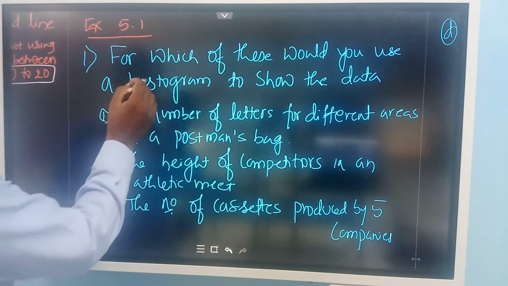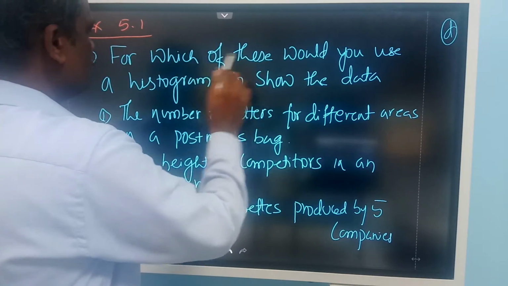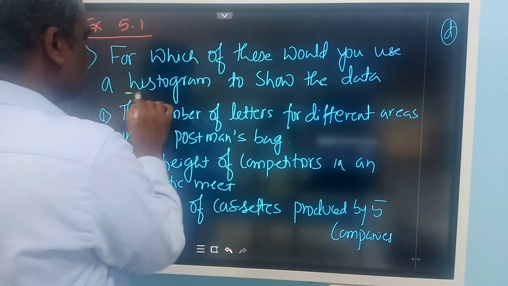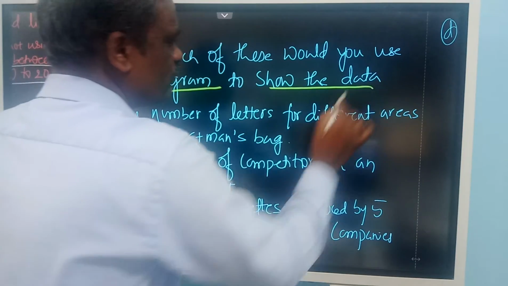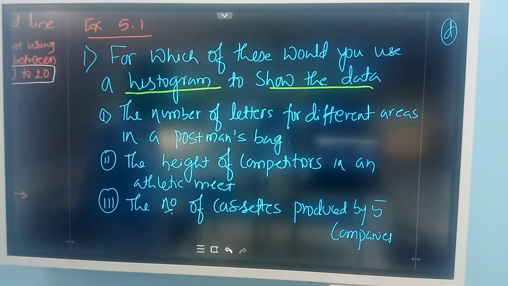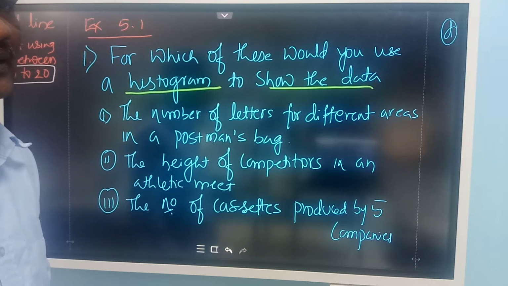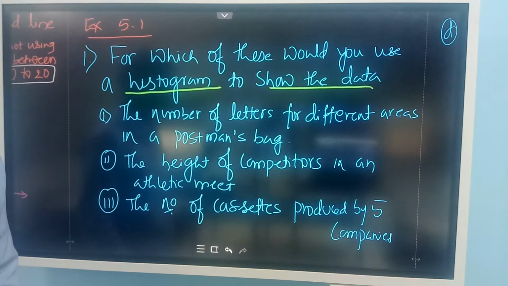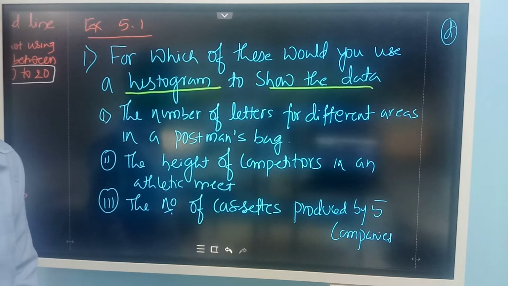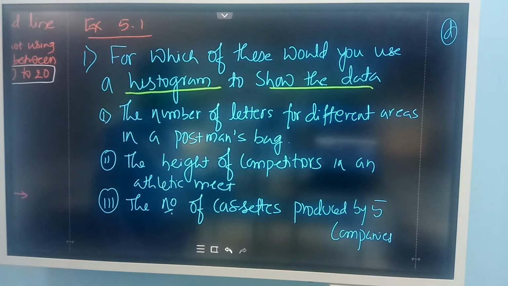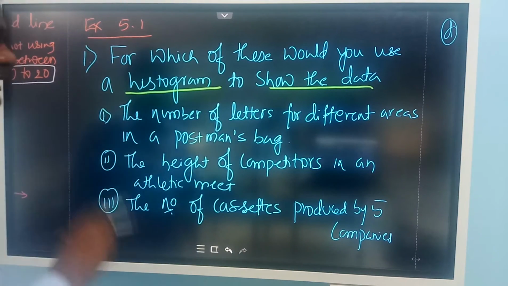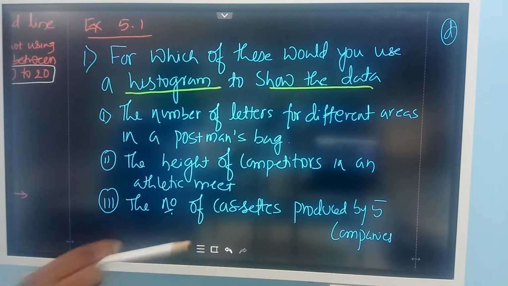Try to understand this. For which of these would you use a histogram to show the data? For which one you use the histogram, that you have to identify. There is a difference between histogram and bar graph. Along the x-axis in a bar graph, we mention the subjects or the companies, all these things, for individual data. But here we are going to take the class intervals along the horizontal line. Now for which one are we going to use the histogram here?